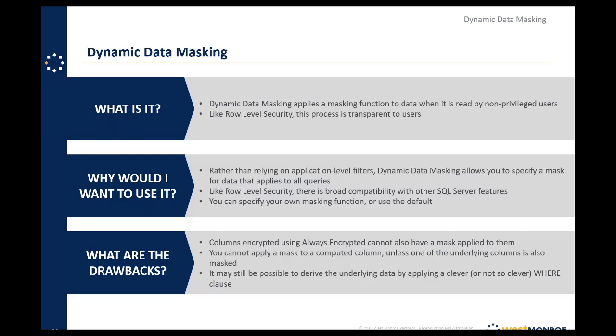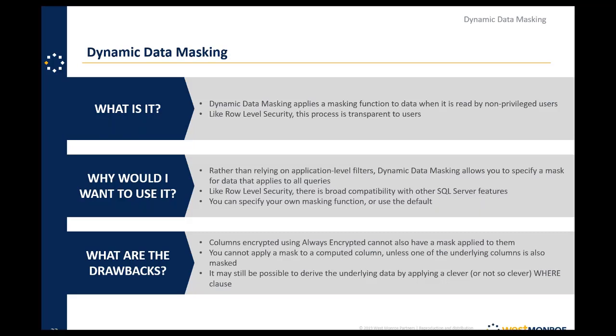Again, like row level security, really broad compatibility with other SQL Server features. And you can write your own masking functions, which is great. There are also a couple of default built-in ones. Some drawbacks, and this applies to using this instead of Always Encrypted. Obviously, columns encrypted using Always Encrypted cannot also have a mask applied to them, right? Because you've taken away the ability of the database to read the underlying data. That makes sense. You cannot apply a mask to a computed column unless one of the underlying columns is also masked.